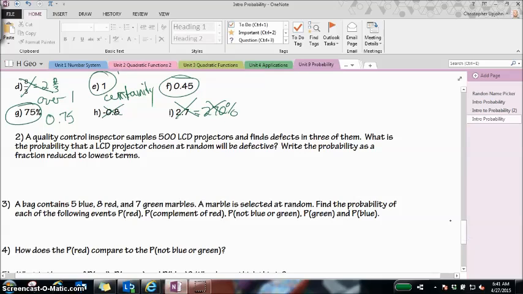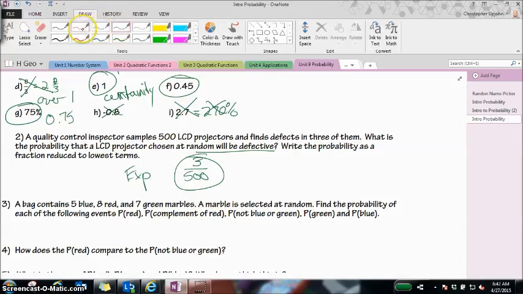Pretty straightforward. A quality control inspector samples 500 projectors and finds defects in 3 of them. What is the probability that an LCD projector chosen at random would be defective? Right, the probability is a fraction. And again, this is experimental because we've actually done something. So the probability is a fraction reduced to lowest terms, chosen at random will be defective. So 3, because there's 3 that are defective out of 500. And we can't simplify that anymore. So that's it. We could write it as a decimal or percent, but a fraction is a little bit easier. Doesn't ask for more, not going to give more.